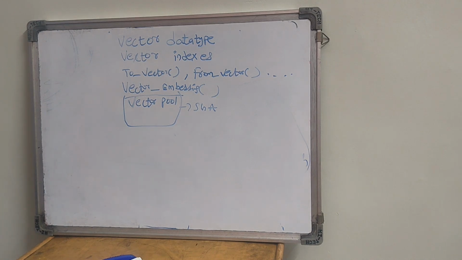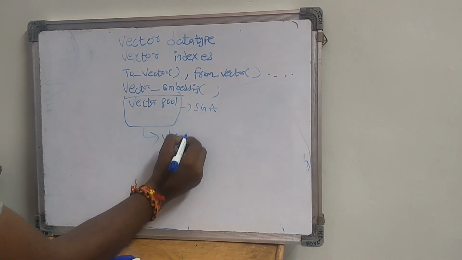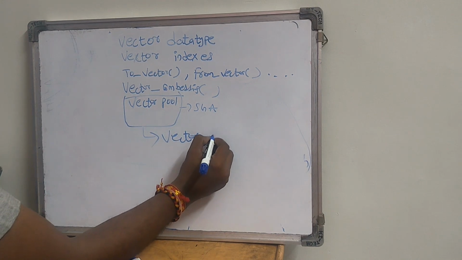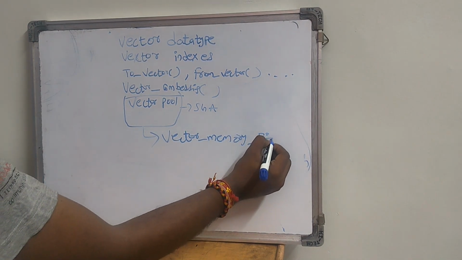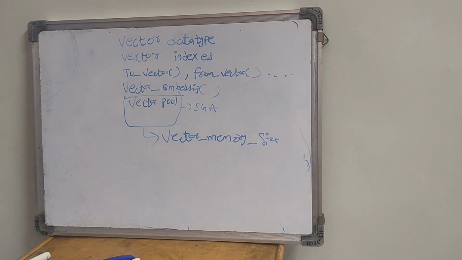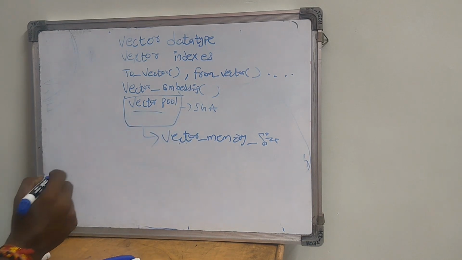To allow vector connection, how can you define this pool? You have a parameter called vector_memory_size. So this parameter controls the size of this vector pool.